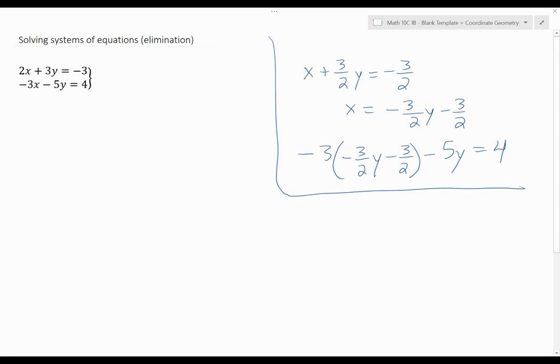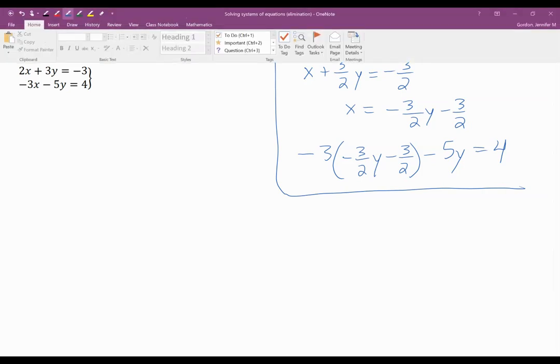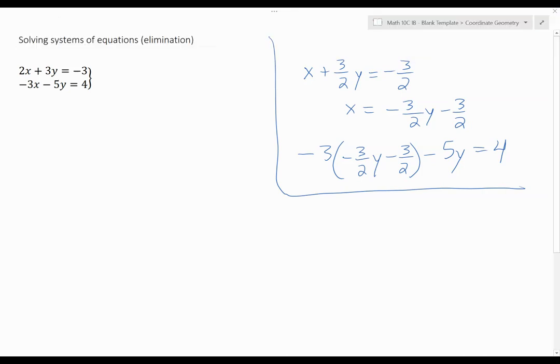So what I can do instead is I can look at both of these equations and I can create a comparable equation where I have matching coefficients for one of the variables that would allow me to eliminate. And I can choose to eliminate either x or y. It entirely depends on personal choice. But what I'm going to do in this case is I'm going to eliminate x.